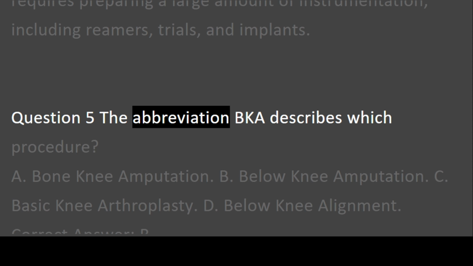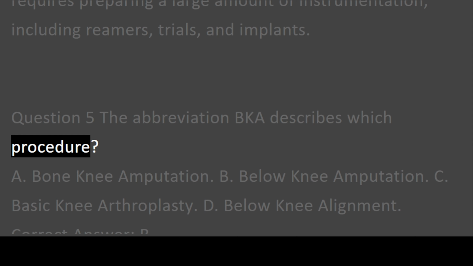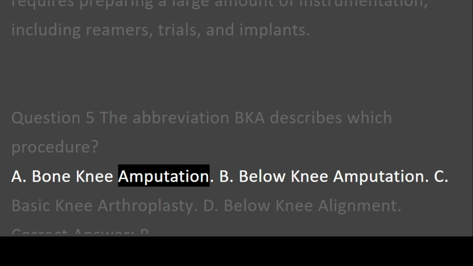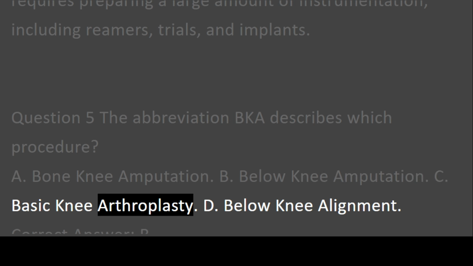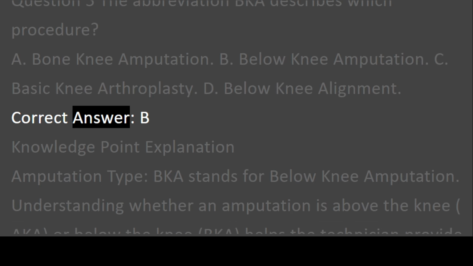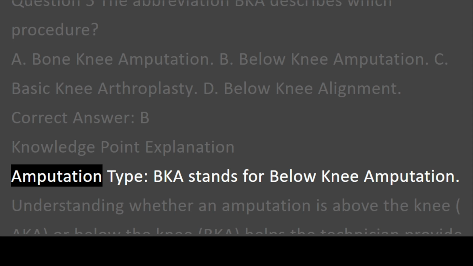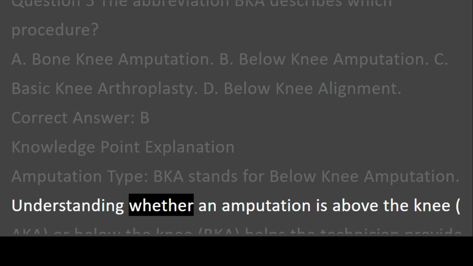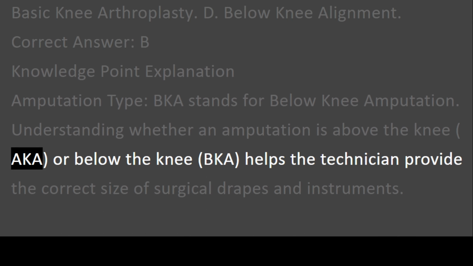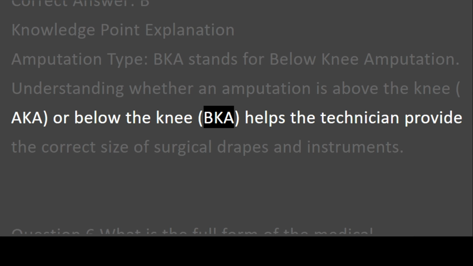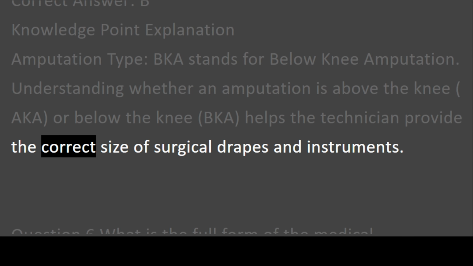Question 5. The abbreviation BKA describes which procedure? A. Bone knee amputation. B. Below knee amputation. C. Basic knee arthroplasty. D. Below knee alignment. Correct answer, B. Knowledge point explanation. Amputation type. BKA stands for below knee amputation. Understanding whether an amputation is above the knee, AKA, or below the knee, BKA, helps the technician provide the correct size of surgical drapes and instruments.